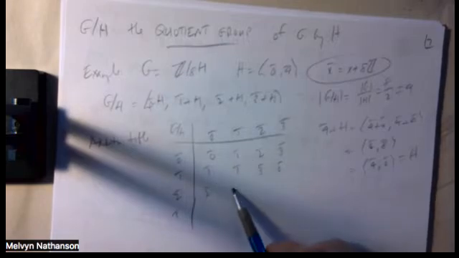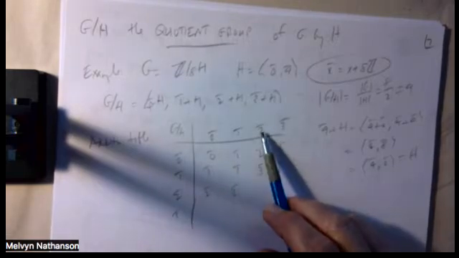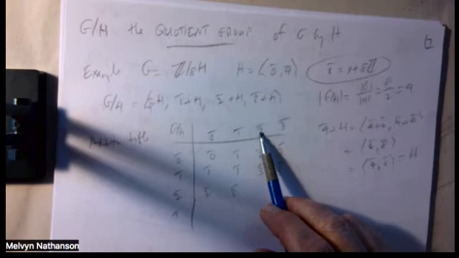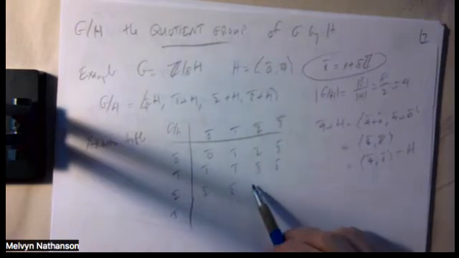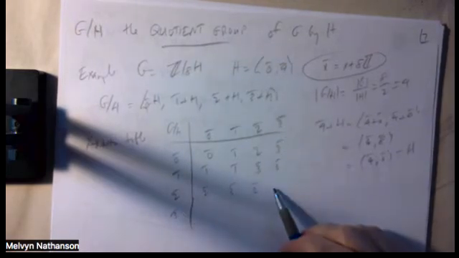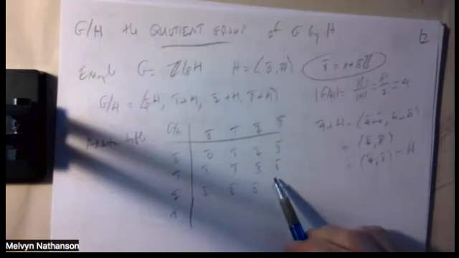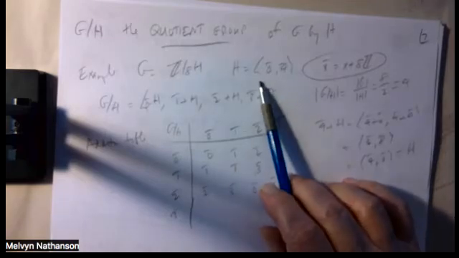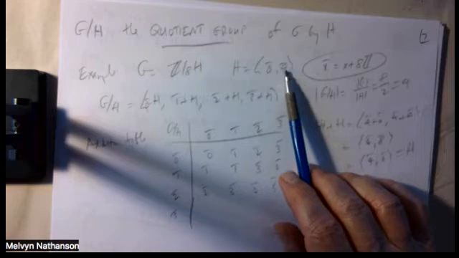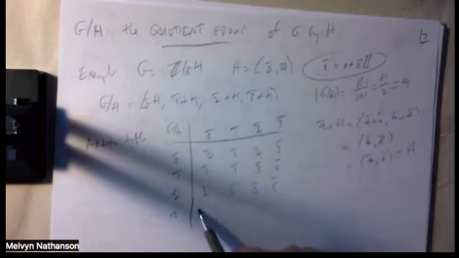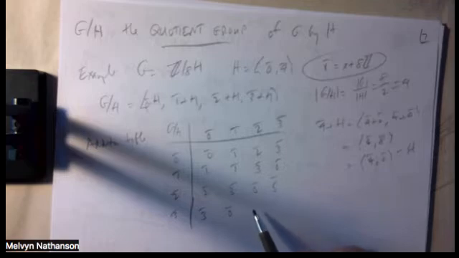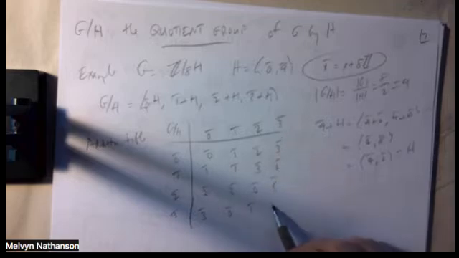2 plus 0 is 2. 2 plus 1 is 3. 2 plus 2 is 4. 4 plus H is H. That's giving back 0. 2 plus 3 is 5, which is the same as the congruence class of 1. 5 plus 0 is 5. 5 plus 4 is 9, which is 1. 3 plus 0 is 3. 3 plus 1 is 4, which is 0 here. 3 plus 2 is 5, which is 1. And 3 plus 3 is 6, which is 2.